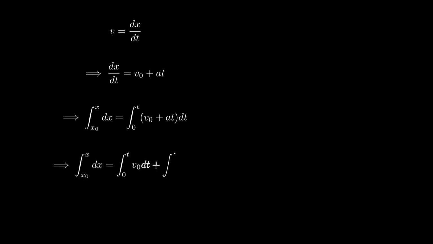Velocity is defined as dx by dt. Substitute v equals v0 plus at into the equation. Now integrate both sides with proper limits. Split the integral into two separate parts. Integrate each term. v0 dt gives v0 t, and at dt gives 1/2 at squared.